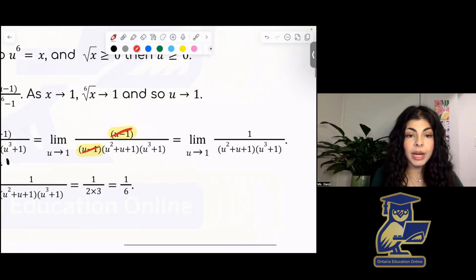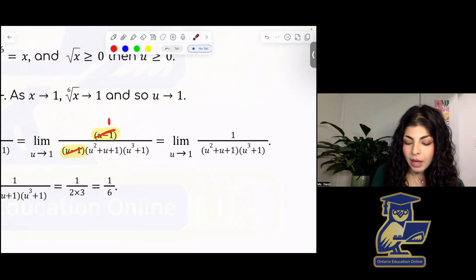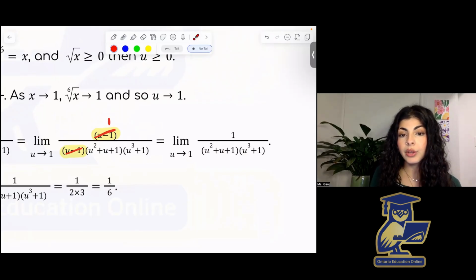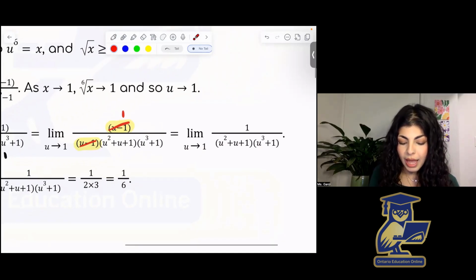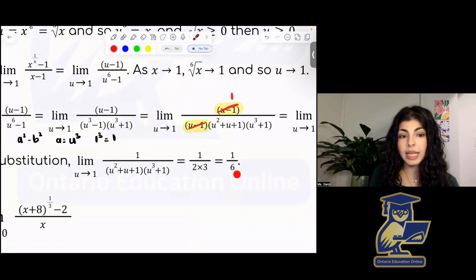And now in my numerator, I'm just left with 1. And in my denominator, I have an expression that I can actually work with. Because now here, we have 1 plus 1 plus 1, if we substitute u approaching 1, so just u equal to 1. And over here, u cubed plus 1 is just 1 plus 1. So I have a denominator that I can work with, and putting all of that together, you have 2 times 3, which is 6. And so the limit is actually 1 over 6.